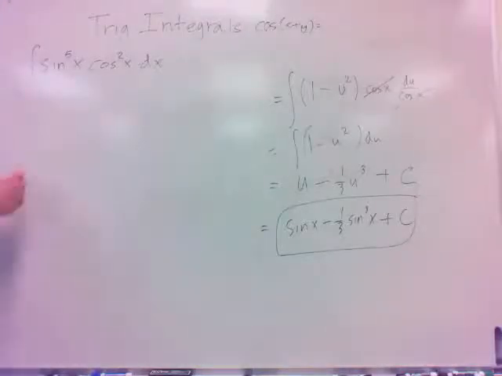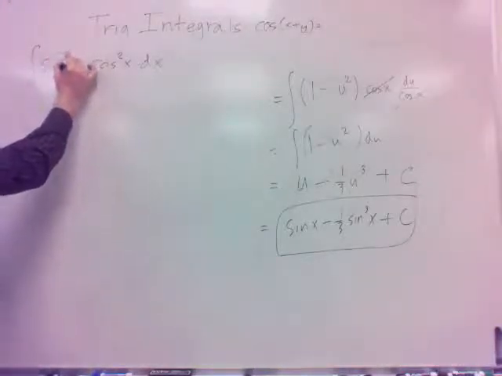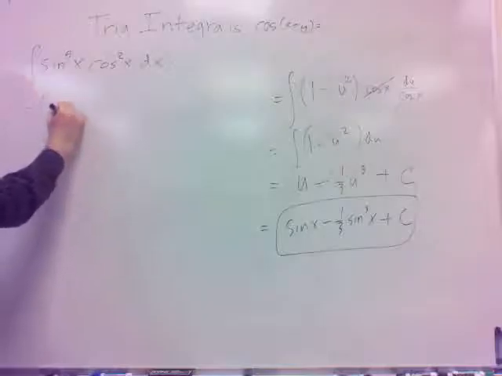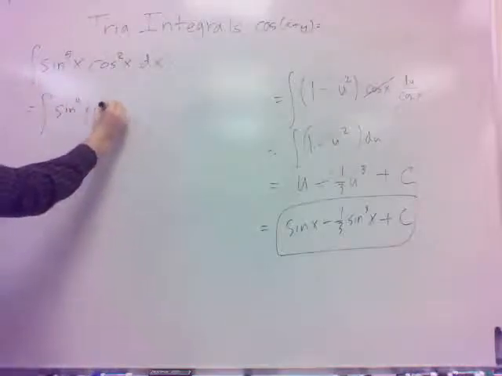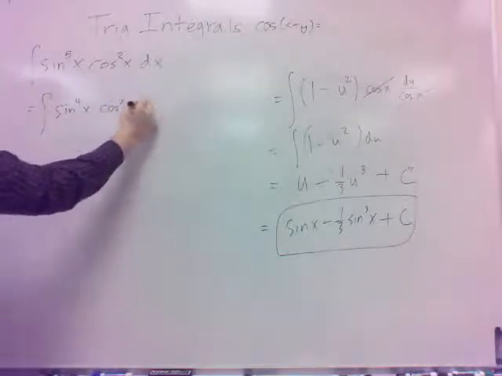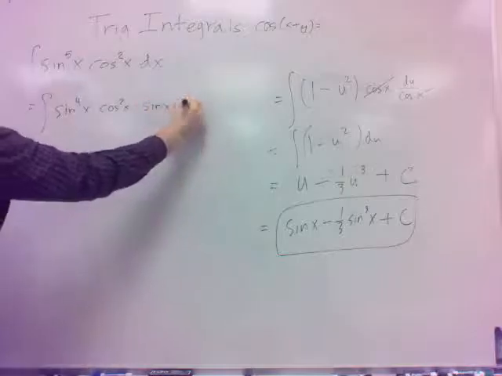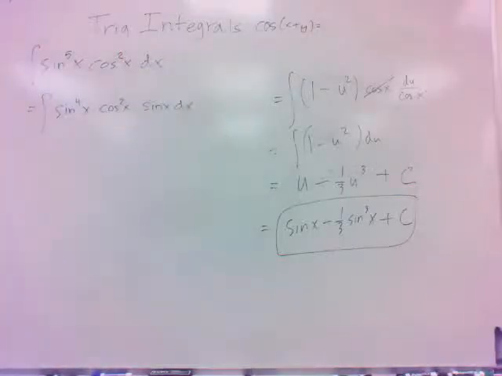All right, so here we've got again the sine, so I'm going to hold back a sine, so that would be sine to the 4th x cosine squared. You can rearrange them however you want to, but I'm going to put the sine of x dx over here because that's where it will cancel out eventually anyway. Okay?